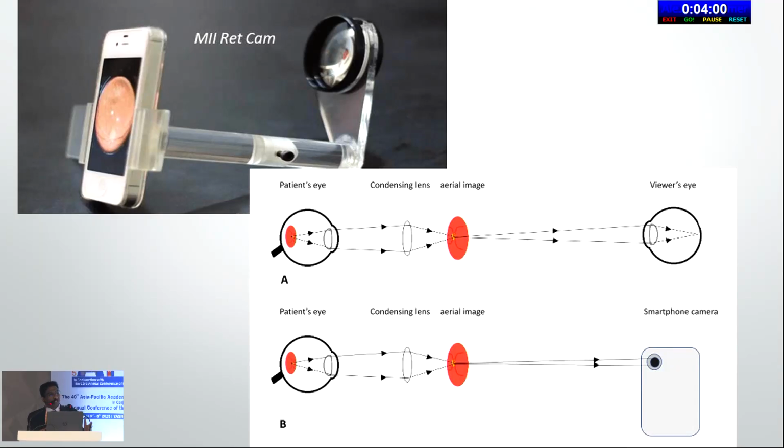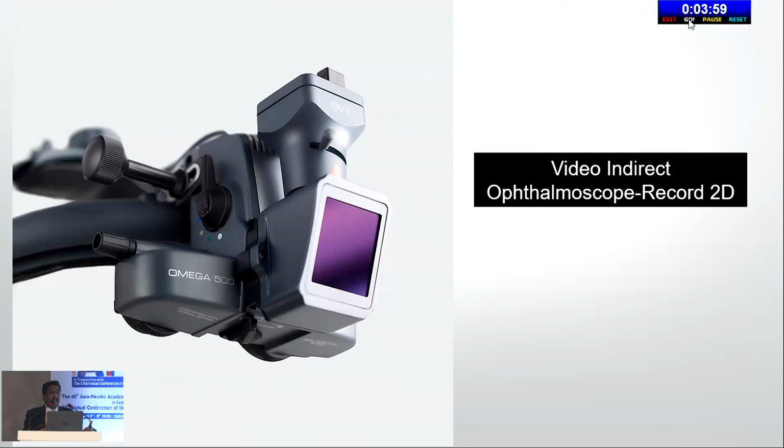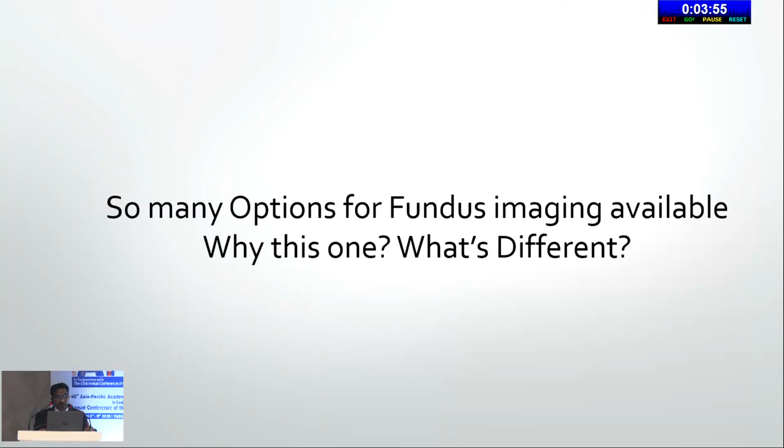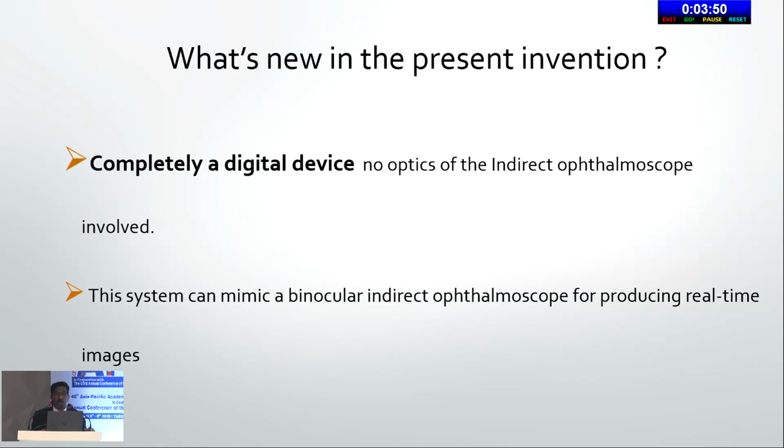Dr. Raju, you can start. We are all familiar with how binocularity is achieved in an indirect ophthalmoscope by using prisms or mirrors. The mobile-based indirect ophthalmoscopy is based on monocular indirect ophthalmoscopy, and the video indirect ophthalmoscope records videos in 2D. With so many options for fundus imaging available, why one more? What's different? What I'm going to present to you is a futuristic idea. It's a completely digital device with no optics of the ophthalmoscope being involved.